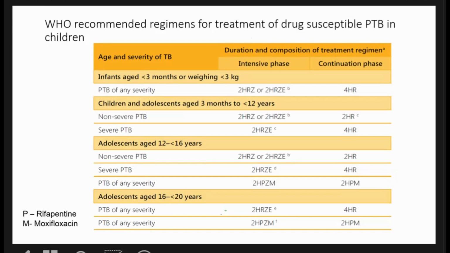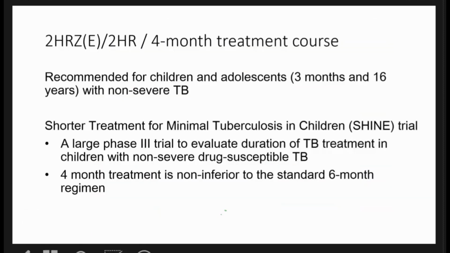And this is the important slide I want to show you in pediatric TB management. WHO in 2022 suggested a short duration treatment in children above 3 months if they have non-severe tuberculosis. Here we have to continue the intensive phase for 2 months as well as the continuation phase for 2 months. It was proved non-inferior to the standard 6-month treatment in the SHINE trial, the Shorter Treatment for Minimal Tuberculosis in Children trial. And it will be implemented in Sri Lanka also soon.